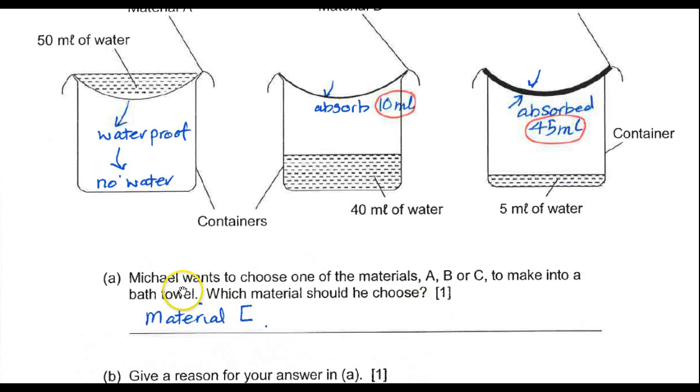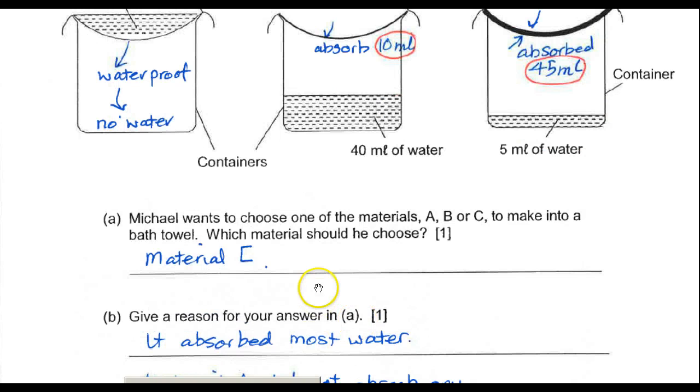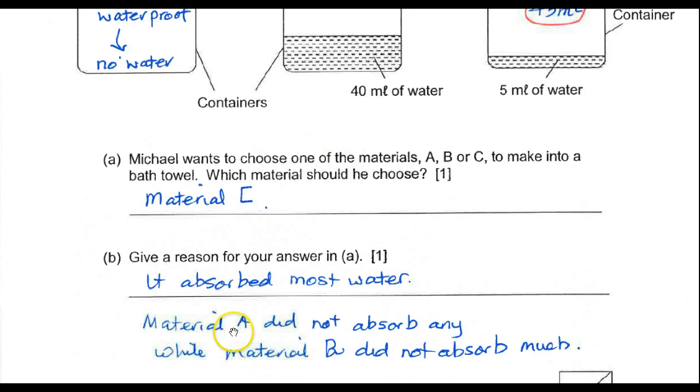Question is, which material do you want to choose to make a bath towel? Material C is the best. It does not let water out onto the floor, but it absorbs most of the water. Give a reason for your answer. It absorbed most of the water. You can see 45 milliliters being absorbed. This is only 10, which is not suitable because the water will still be falling off from your towel. Material A did not absorb any water, while material B did not absorb much. Material C absorbed most of the water.